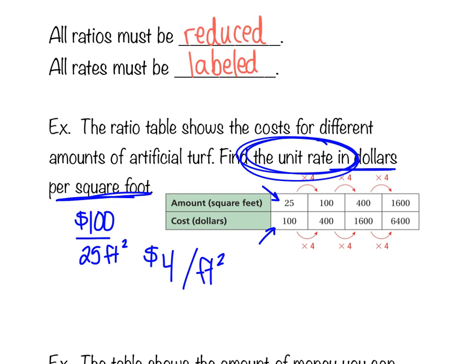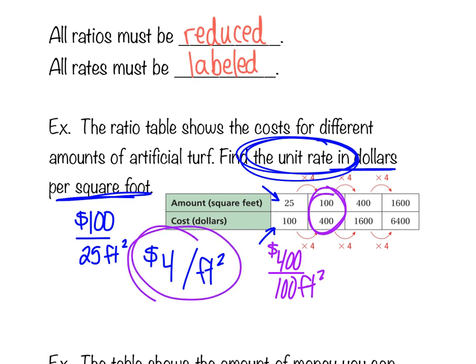And we can use this rate, we could use this one here, because they're all equivalent. So you could do $400 divided by 100 square feet, and that's still going to give you 4, because 100 goes into 400 4 times. All of them are going to give you the same unit rate of $4 per square foot. So you can actually use any of those rates from that table.